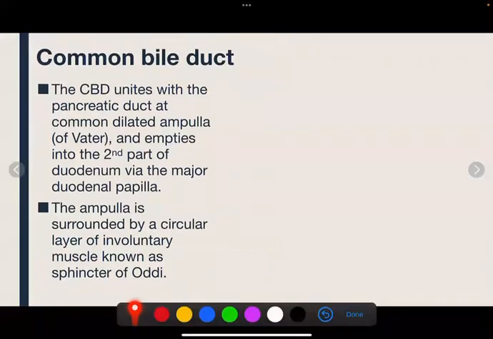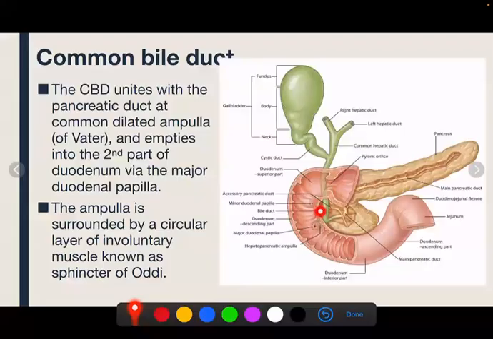The common bile duct will unite with the main pancreatic duct, and they will open at the common dilated ampulla of Vater in the second part of the duodenum through the major duodenal papilla. The minor duodenal papilla is for the drainage of the accessory pancreatic duct. This ampulla is surrounded by a circular layer of involuntary muscles known as the sphincter of Oddi. It will form a bulge inside the duodenum, which can be easily identified by endoscopy during ERCP for cannulation of the common bile duct.